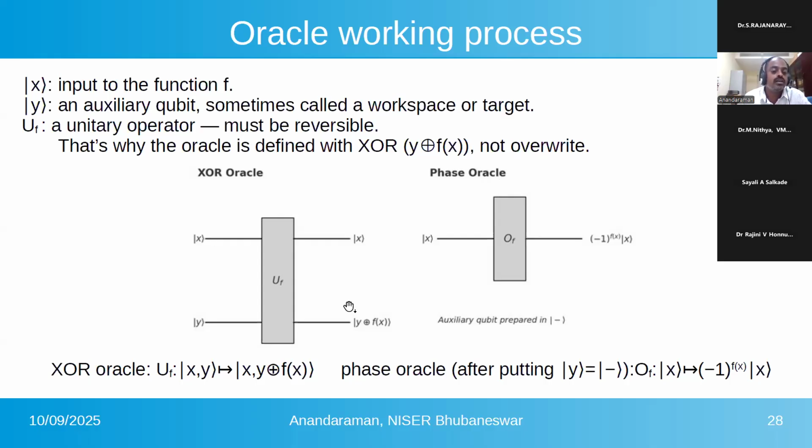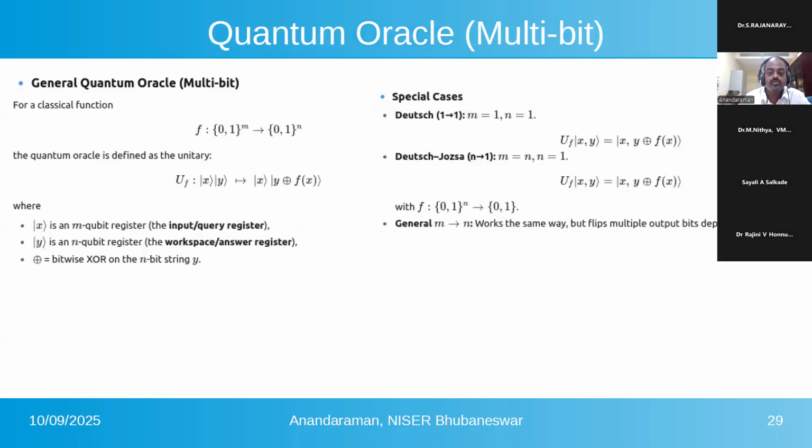So the XOR oracle will be like this and the phase oracle will be like this. For f of x, if it is 0, it is x; if it is 1, it is minus x. So only the sign changes. Based on that, if the same output comes, it is a constant function. If the output comes with a negative sign, then it is called a balanced function. So for multi-qubit, how is the oracle implemented? Actually, this is completely mathematics. You cannot understand quantum without mathematics.